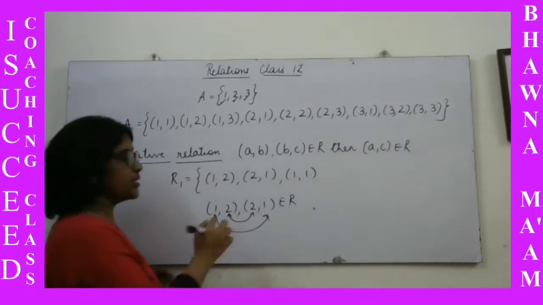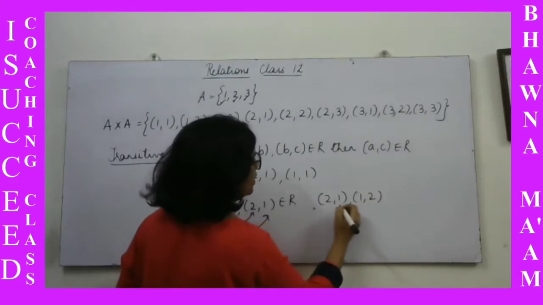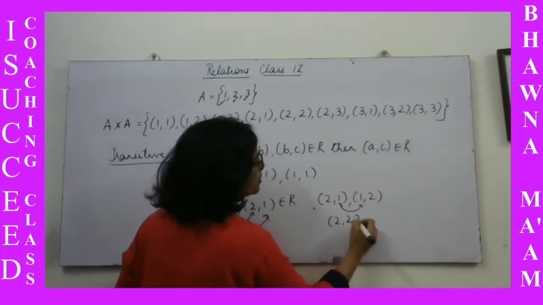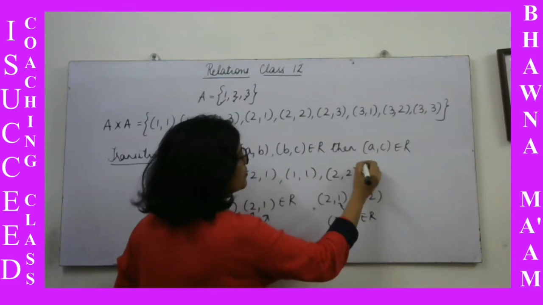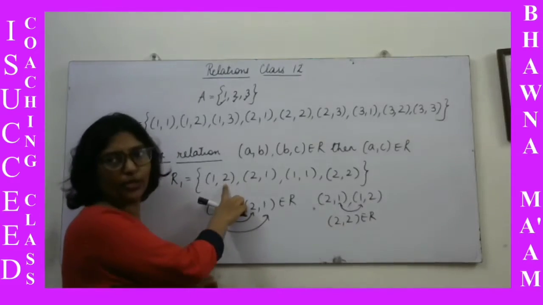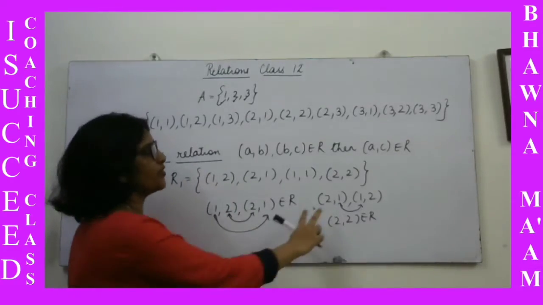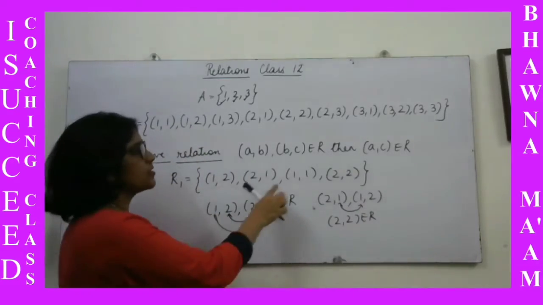But these entries can also be written like 2 1 and 1 2, and these both are same, so we should also have 2 2 in the relation R. So you have to check both the ways. If it ends with whichever number and begins with the same, then the resultant A C should be there. So if I write 2 1 and 1 2, then 2 2 should be there. Okay, so this becomes transitive.